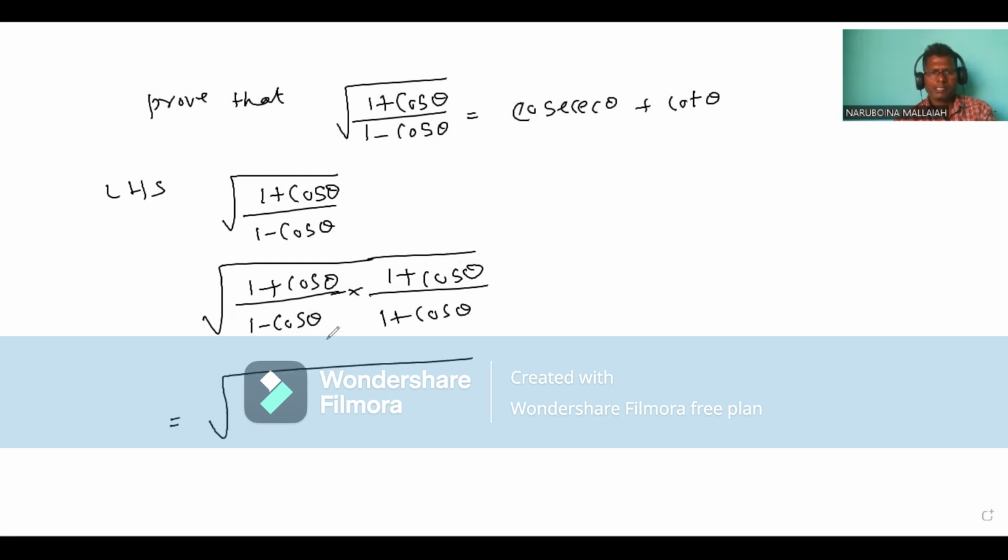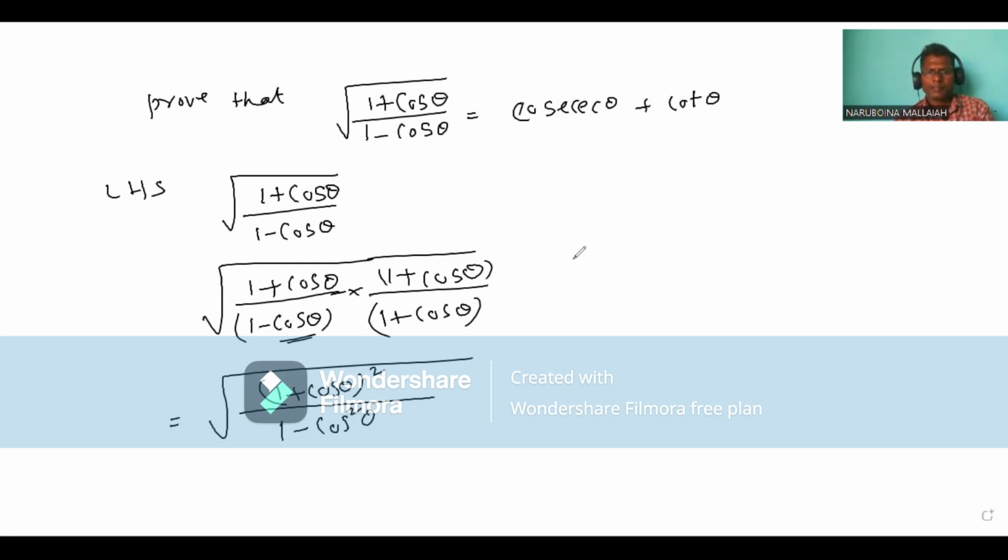Next, see here, 1 plus cos theta into 1 plus cos theta, so 1 plus cos theta is present 2 times. So I am writing (1 plus cos theta) whole square. Divided by, in the denominator, 1 minus cos theta into 1 plus cos theta. This is in the form of (a minus b) into (a plus b), so a square minus b square. That is, a square means 1 square, minus b square, that is cos square. So 1 minus cos square theta.